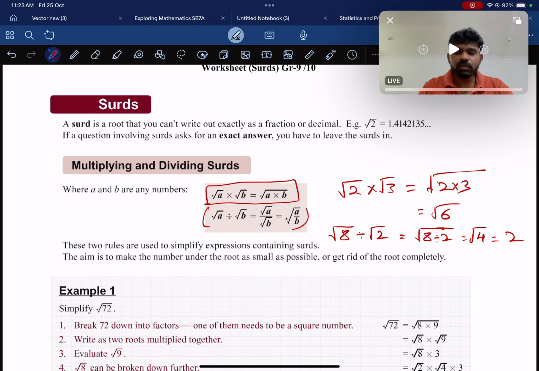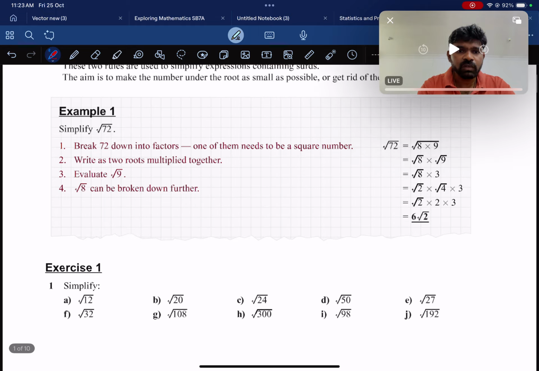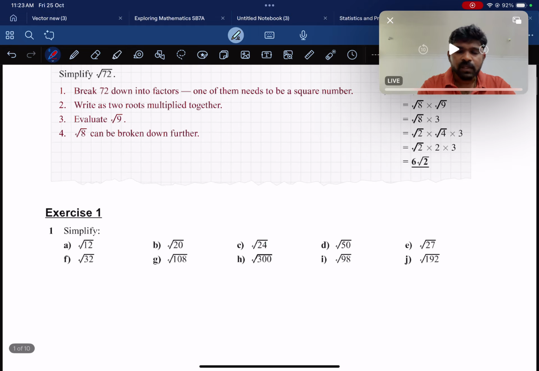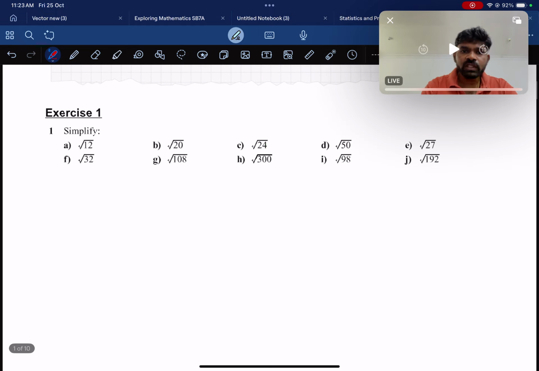So let's discuss some questions based on these rules, as well as learn how to simplify surds. For the first example, I'll just give you some of the important basics of how to do it, and you can copy these questions and do them by yourself. So I'll just discuss this part A with you right now.